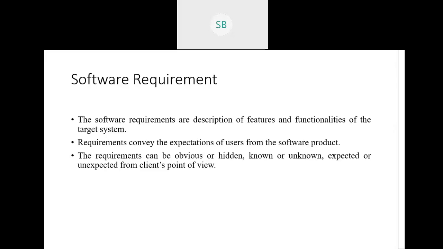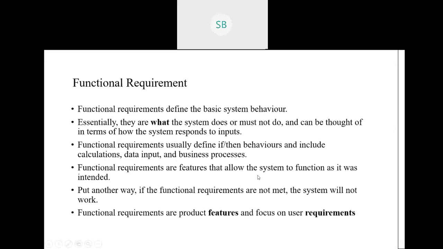Now these requirements can be divided into two parts. First is the functional requirement and the second is the non-functional requirement. The software requirements are divided into two parts: functional requirements and non-functional requirements. So now what does this functional requirement mean? Functional requirement means that for any software, what are the basic features that software will contain. What are the basic requirements of the system?